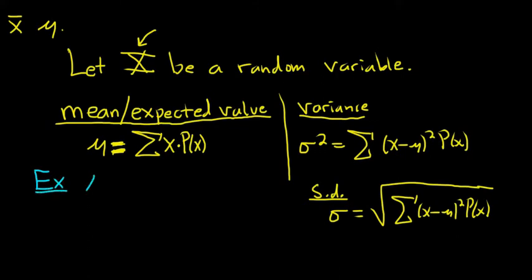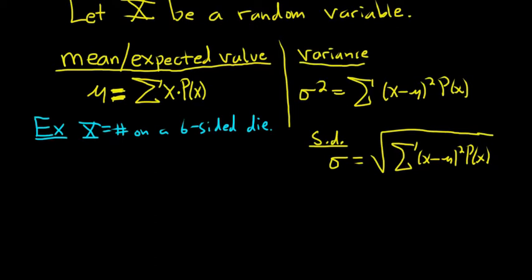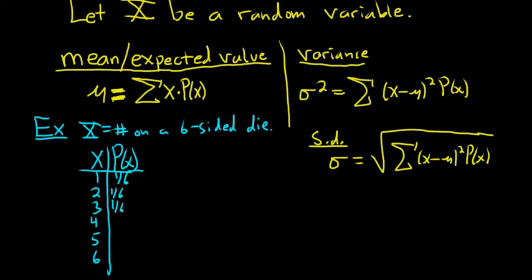Let's say we have a capital X. Say that's the number on a six-sided die. Okay, and someone's going to roll a die. So capital X could be 1 through 6. So let's go ahead and make the probability distribution. We can write it as a table. So we have 1, 2, 3, 4, 5, 6. And then we can assign probabilities, and it's the same probability for each number. 1 over 6, 1 over 6, 1 over 6, 1 over 6. This is a pretty cool example.